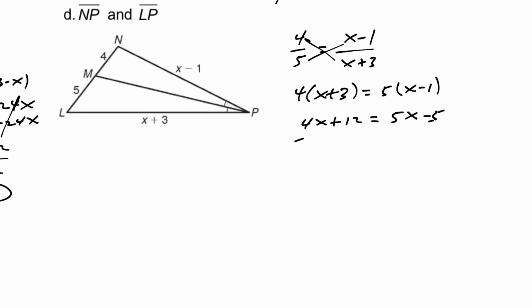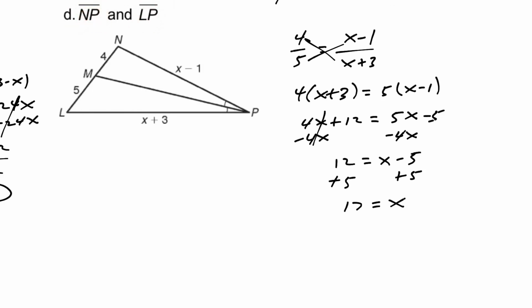Then let's subtract 4x on both sides. And we have 12 on the left-hand side now, and that will equal 5x take away 4x. Well, that's 1x. And then we also bring down that minus 5. And then we add 5 on both sides, and we get 17 is equal to x. Again, we're not done on this one because in part D, we're supposed to find the length of segment NP and the length of segment LP.